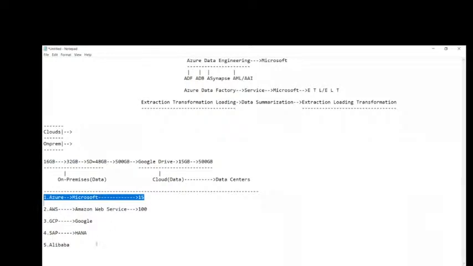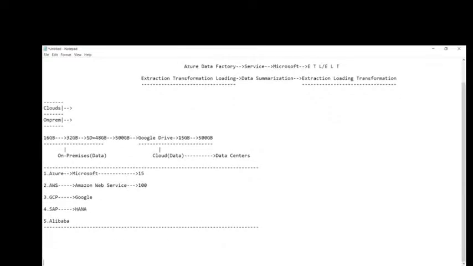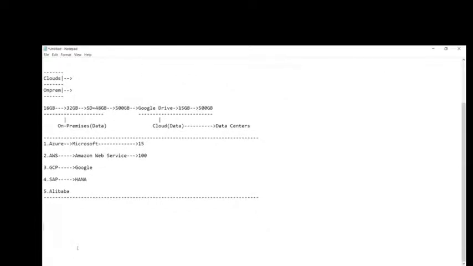Whether it is Azure or Amazon or Google or SAP, all of them are providing the cloud service. And these cloud services they are providing in three categories. The first one is called IaaS, the second is PaaS, and the third is SaaS.